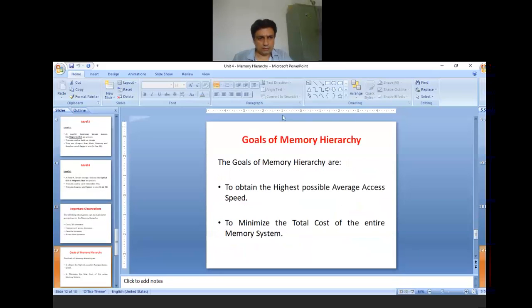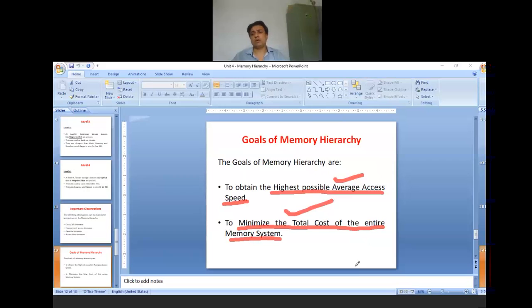Moving to the next slide. What are the goals of memory hierarchy? The goals of memory hierarchy are to obtain the highest possible average access speed. This is the first goal, and the second is to minimize the total cost of the entire memory system. These are the two important goals of memory hierarchy.